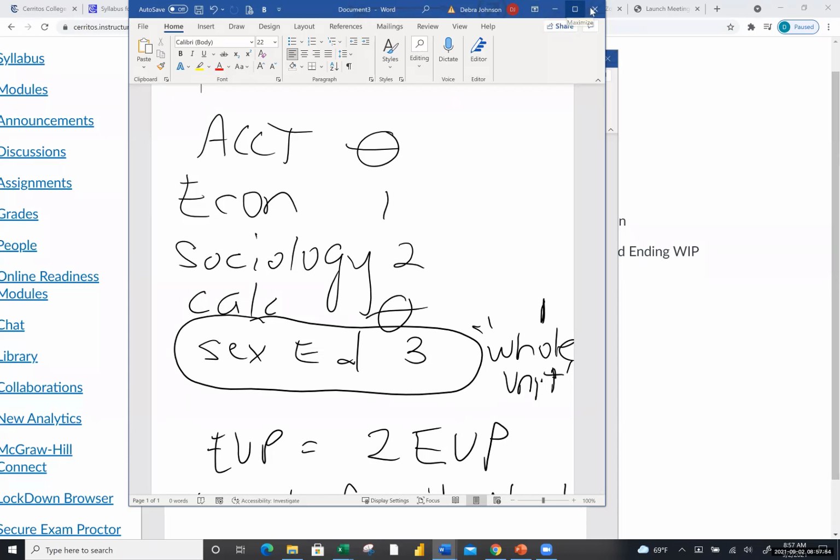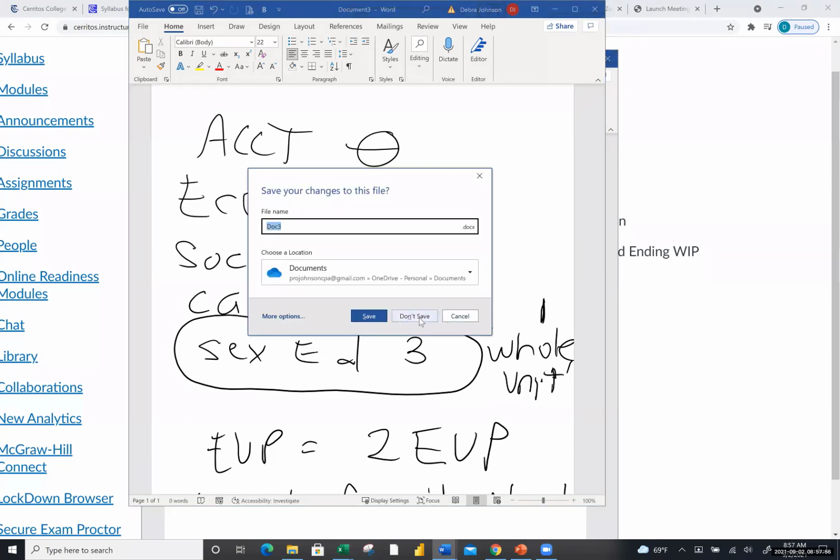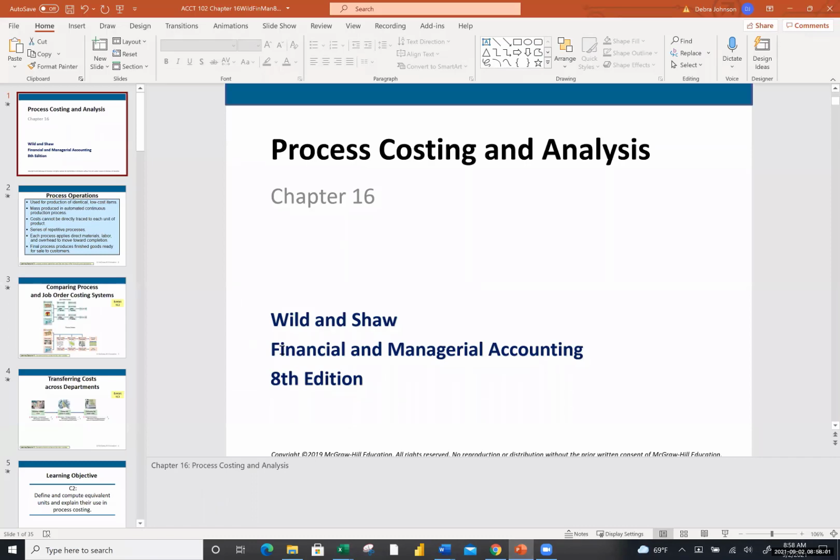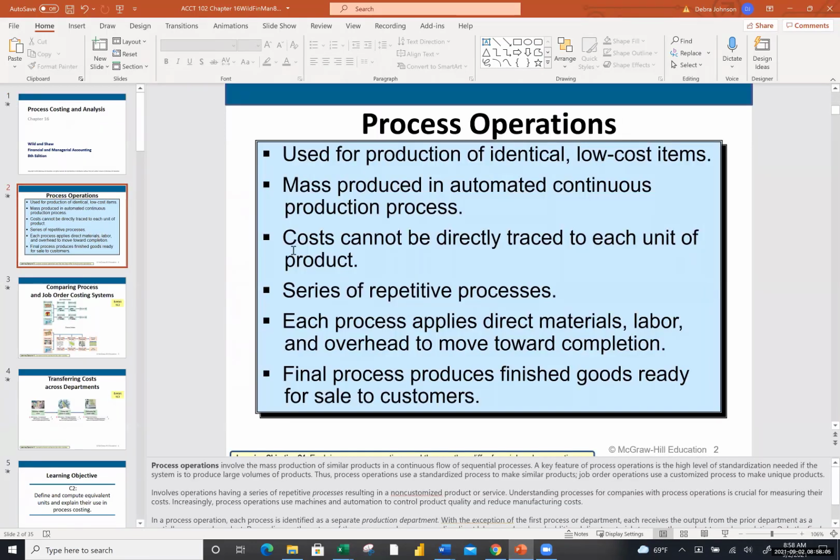Okay, let me close out that Word document. I just want to go through a couple of theoretical things using a PowerPoint. And then, of course, I want to spend some time getting our hands dirty. So I think I've mentioned this in my handout, but I again want to give you characteristics of process costing. I think we mentioned this earlier.